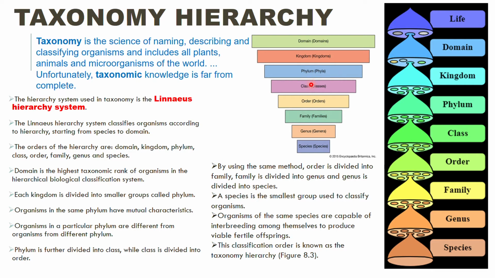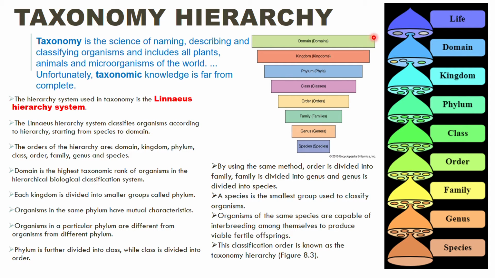And then further going down the hierarchy, it is divided into class, and from class it is divided into order, and then order is divided into family. Family is divided into genus, and genus is divided into species. So species is the smallest group to classify organisms. Organisms of the same species are capable of interbreeding. Maksudnya mereka boleh membiak sesama sendiri to produce viable fertile offspring.